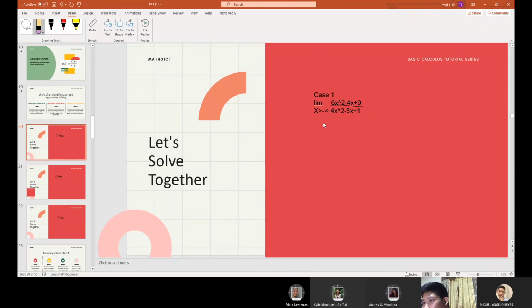This is gonna be 6 over 4, because the leading coefficient is squared. So 6 over 4 in lowest terms is gonna be 3 over 2.